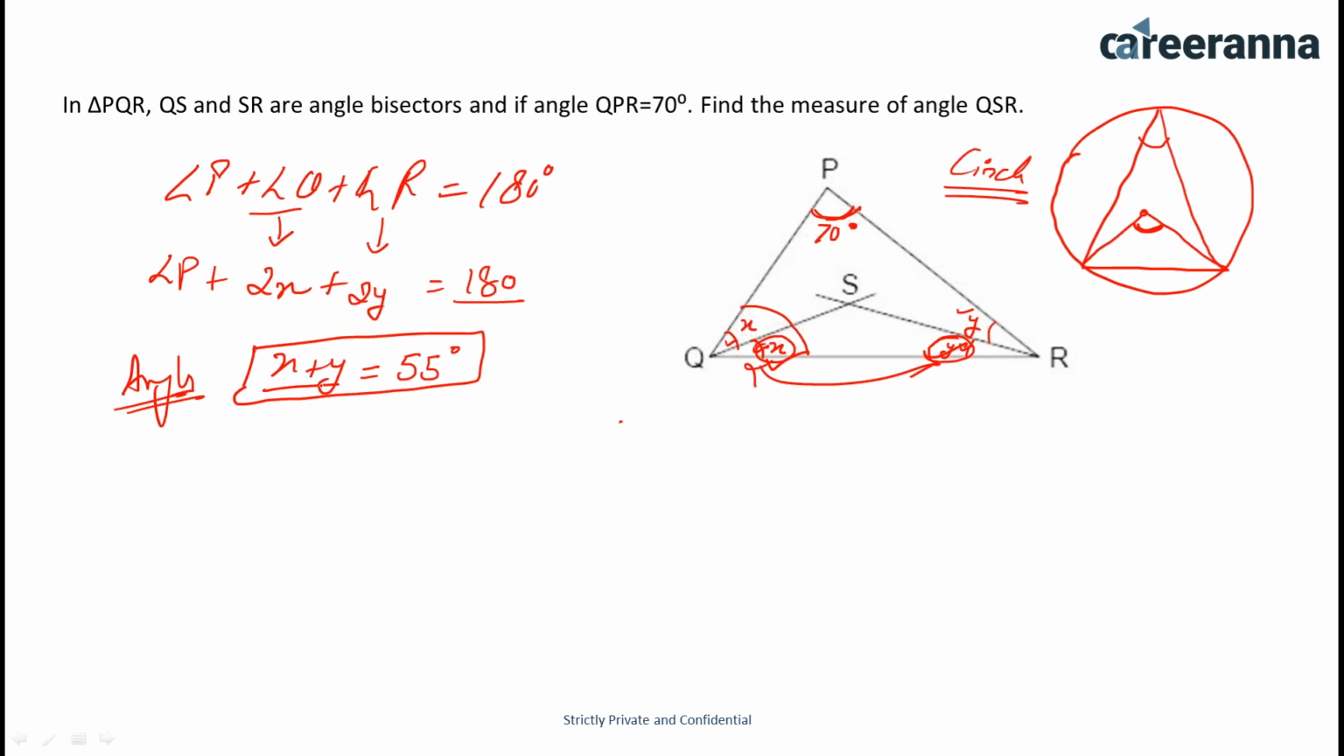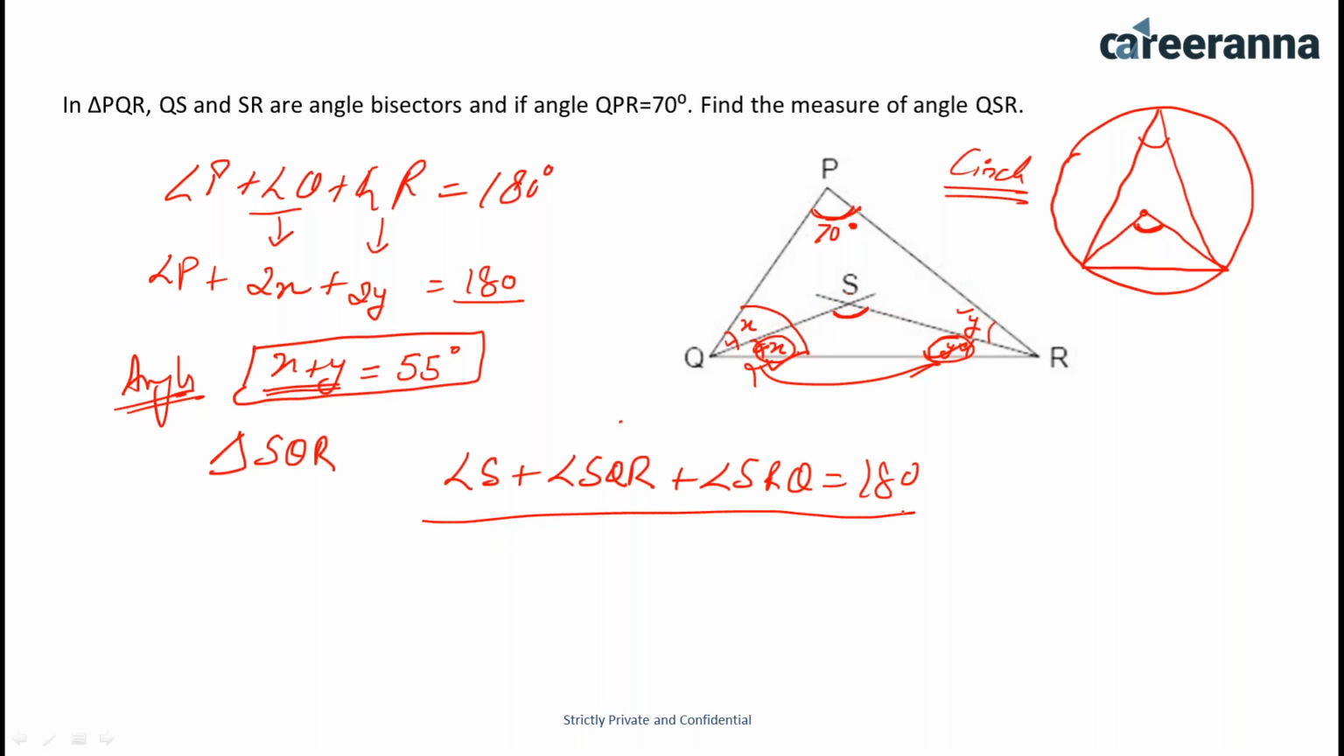Now that you have the relation between angle x and angle y, the sum of x plus y is 55. Then you can apply the angle sum property in triangle SQR. In triangle SQR, angle S plus angle SQR, which is angle x, plus angle SRQ, which is angle y, is equal to 180 degrees. When you apply this, you can easily get the value of angle S. You already know the sum of these two is 55 degrees, so 180 minus 55 is 125. That's why the student is saying 125 is the answer.